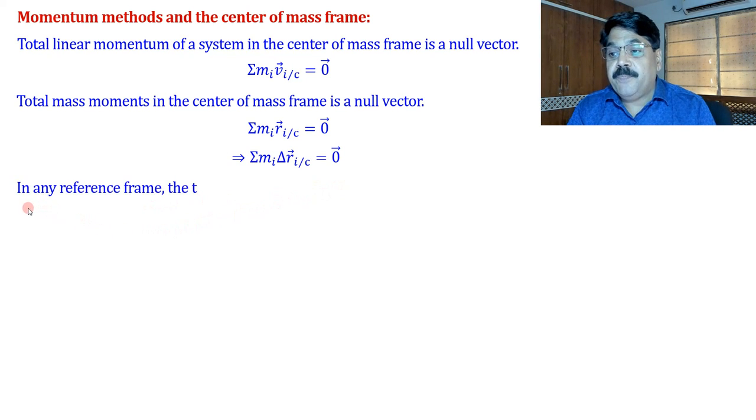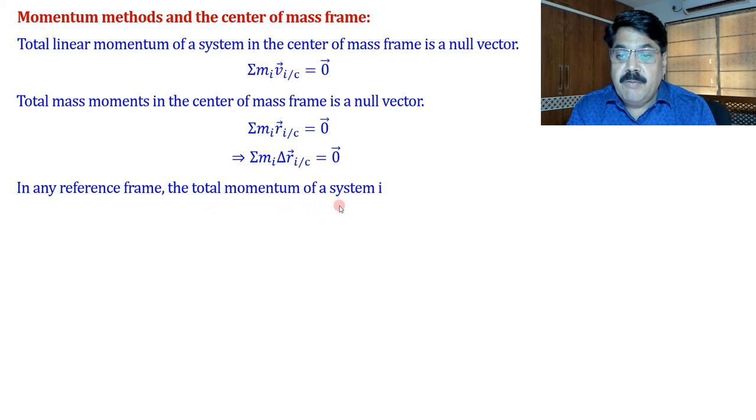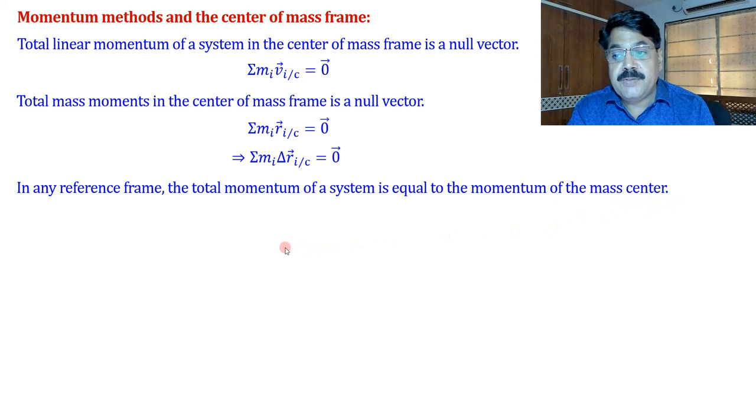Other than this, in any reference frame, total momentum of a system is equal to the momentum of the mass center. Means multiply velocity of mass center by total mass, you will get total momentum of the system. So writing total momentum in any reference frame is very simple if you use the concept of center mass. Summation mi vi, the total momentum in any frame, is equal to m vc. So this is again a simplification.